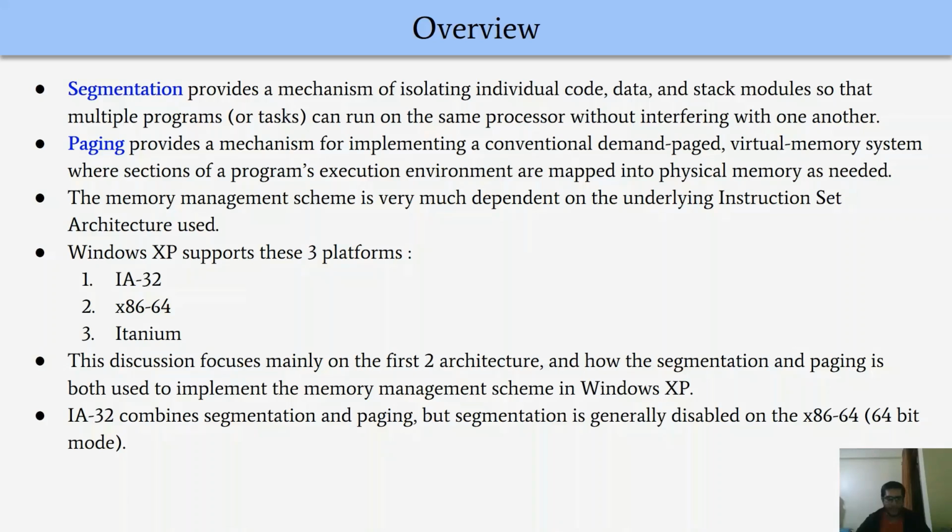So the type of memory management scheme that we are going to use will very much depend on the underlying instruction set architecture that is supported by the operating system. Windows XP supports these three platforms, but we are going to focus on the first two, that is IA32 and x86-64. On a side note, IA32 combines both segmentation and paging, but segmentation is generally disabled on the second one, which is 64-bit mode.